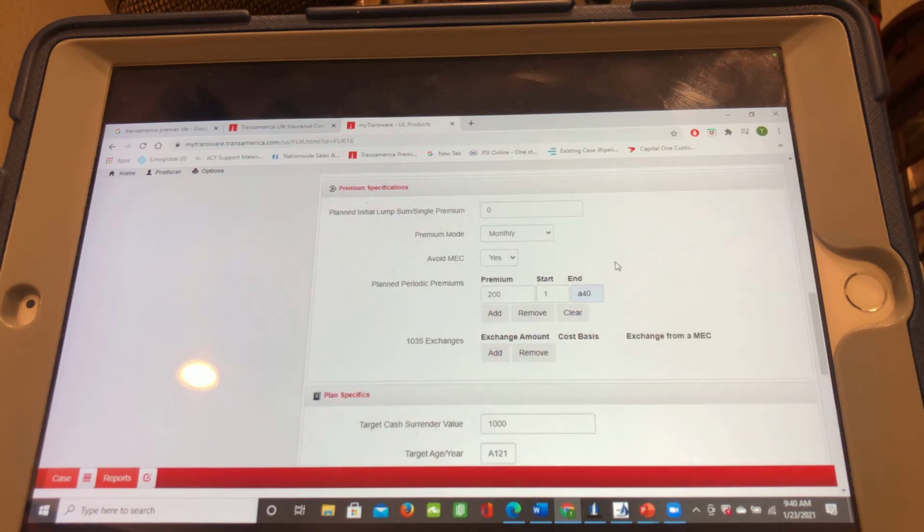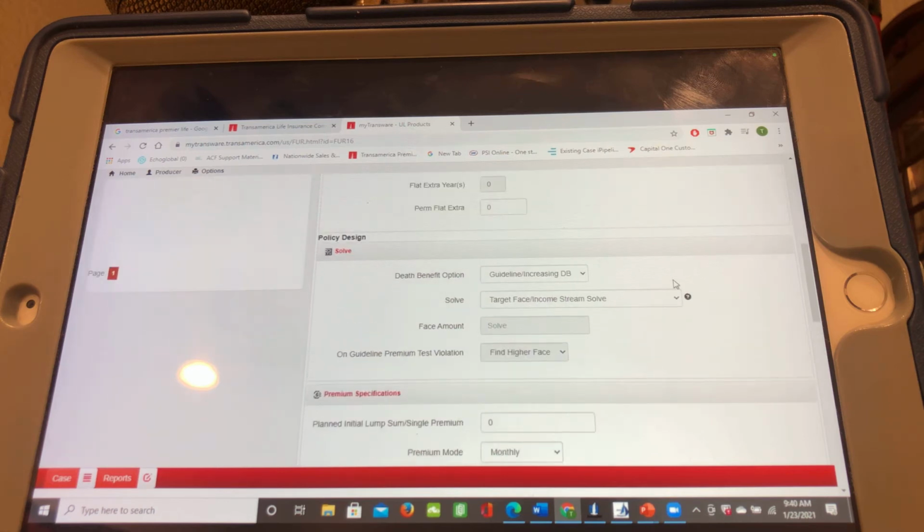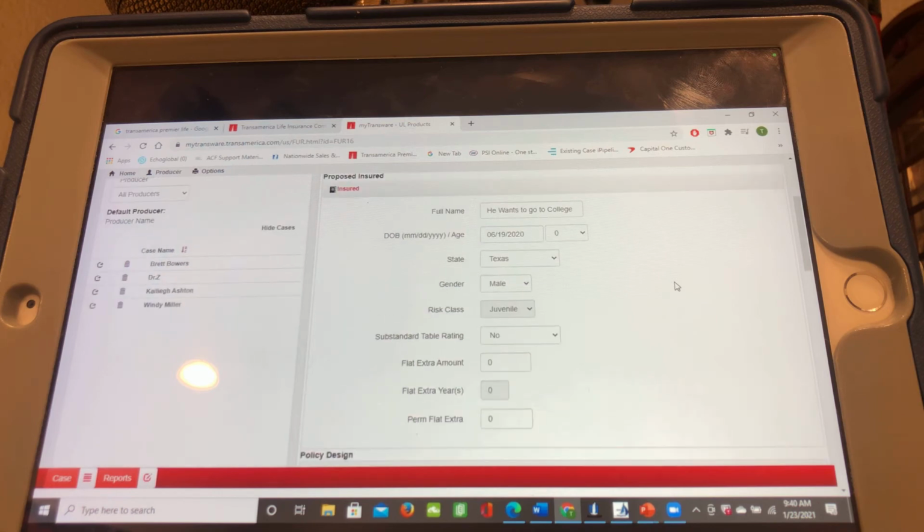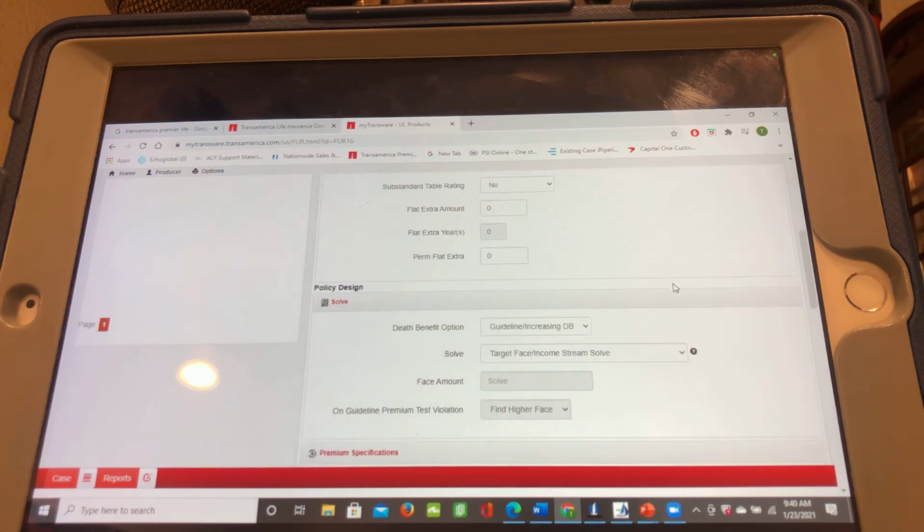All right. What's your question, sir? Go back up. Okay. Where to the policy design. Okay, the solve where you have target face, income stream solve. If you left it at target face, you would put a target amount in there. No, it'll figure out. It'll go ahead and solve for the face amount for us. Okay, thank you. You're welcome.